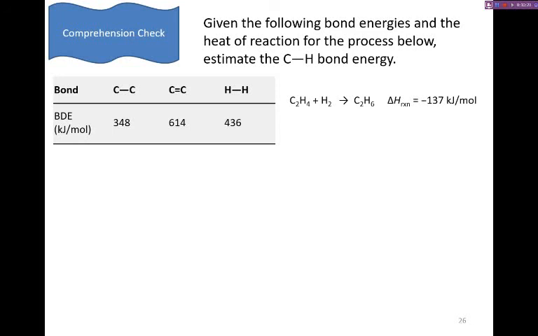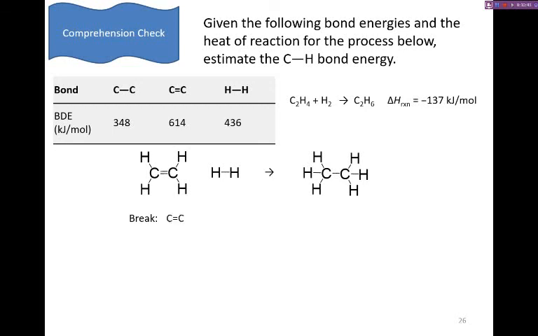Welcome back. So you're given the balanced chemical equation. You should double check that it is indeed balanced, and it is. We need to draw out the Lewis structures, and then determine the bonds that are broken and formed. So we have a carbon-carbon double bond that is broken, 4 carbon-hydrogen single bonds that are broken, and 1 hydrogen-hydrogen single bond that is broken.